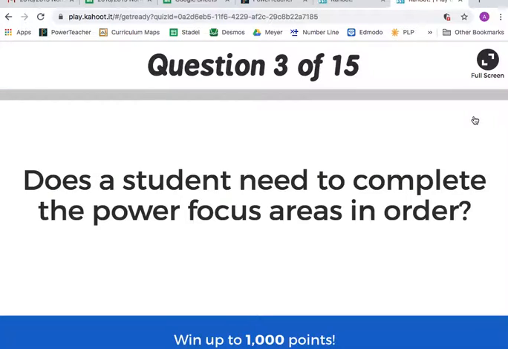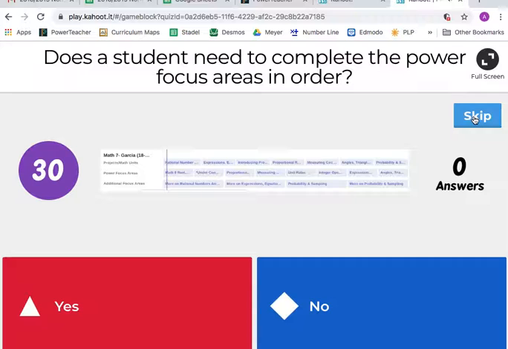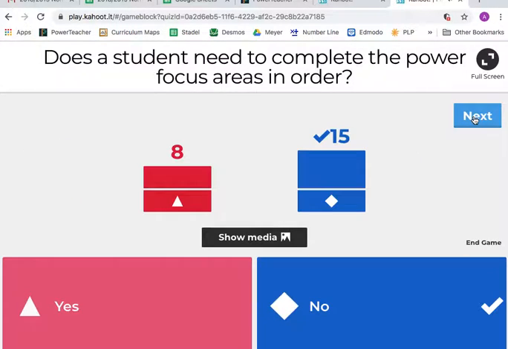One point behind Emma, and I don't care about the score. Does a student need to complete the power focus areas in order? No, dang it. Yeah, I think I'm in front of Lacey now. I'm an idiot. The answer is no.